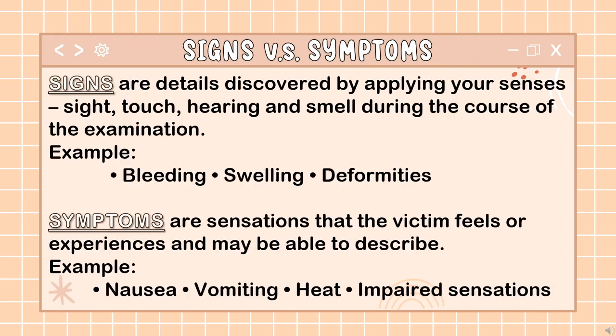Let's now differentiate signs versus symptoms. Signs are details discovered by applying our senses, like sense of sight, touch, hearing, and smell during the course of the examination. Example, bleeding, swelling, deformities. And if it is symptoms, these are sensations that the victim feels or experiences and may be able to describe. For example, nausea, vomiting, heat, impaired sensations.